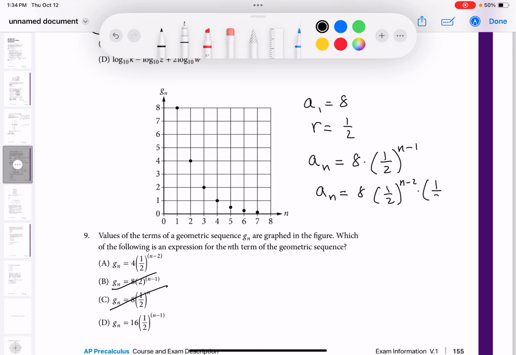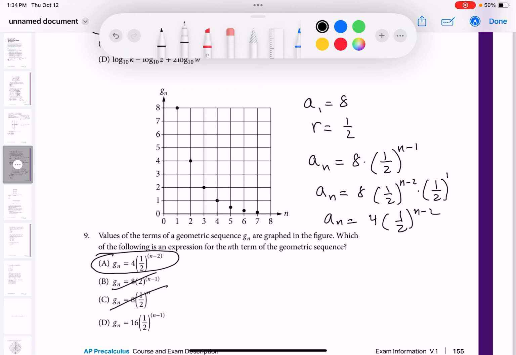I'd put 1/2 here, and that's to the first power. And would that give me n minus 1? It would. And what do I get over there? Well, looking at that, a_n, half of 8 is 4, and what do you get there? 1/2 n minus 2. What choice is that? That's choice A.